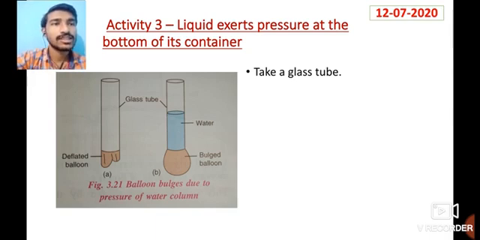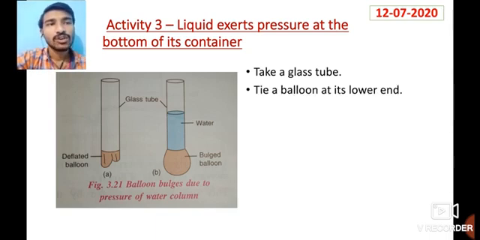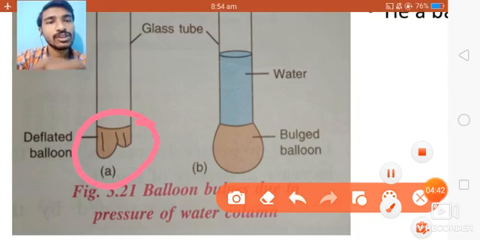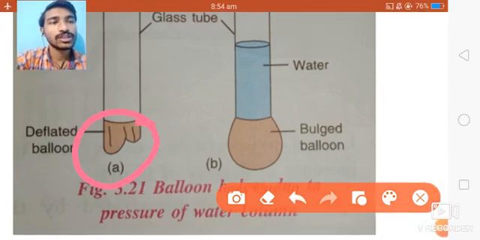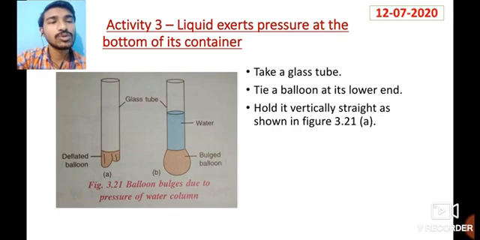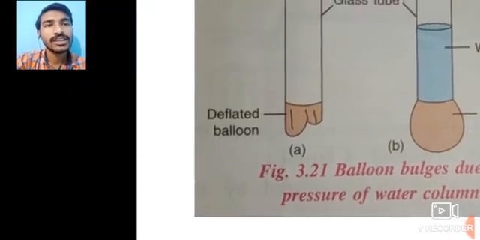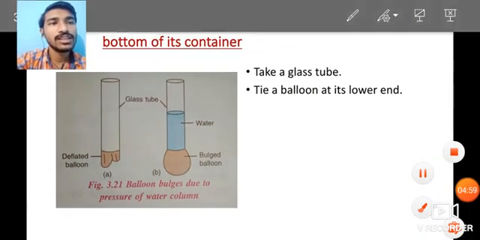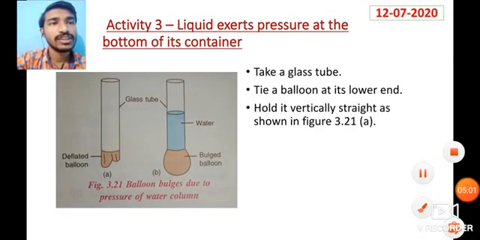Now take a glass tube. Now I am going to take a glass tube. So tie a balloon at its lower end. You can see here the deflated balloon. Here the balloon is tied at the lower end. Okay, so hold it vertically straight as shown in figure 3.21a. So this is figure A. So hold this vertically as shown in the figure.